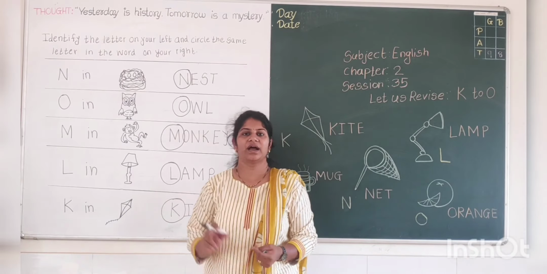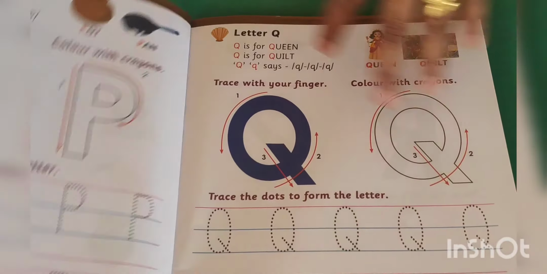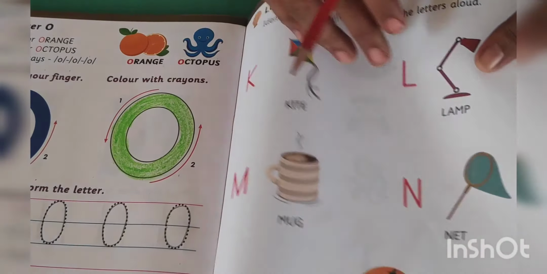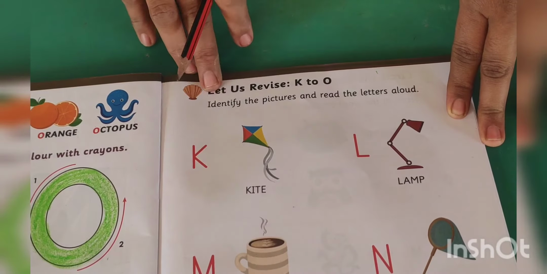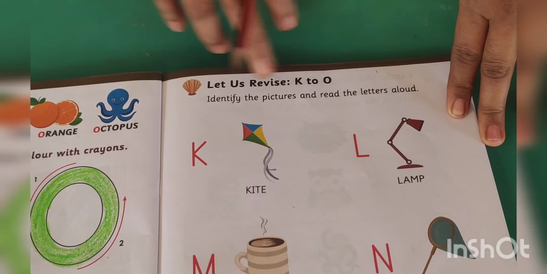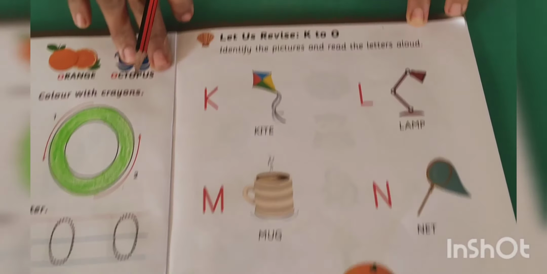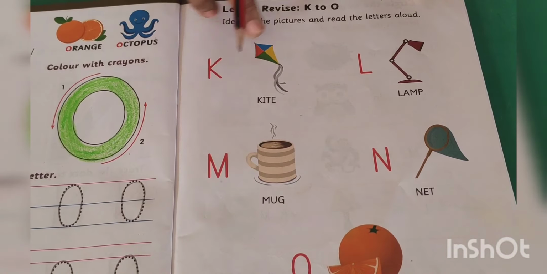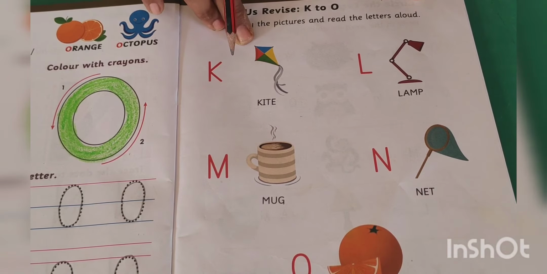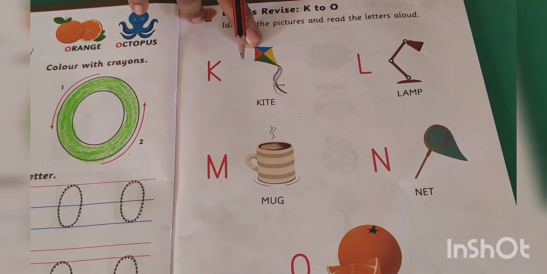Okay? Now I am going to show you the textbook. This is your English textbook. Open it. Page number 39. Let us revise K to O. Identify the pictures and read the letters aloud. Here you have to identify the pictures and read the letter aloud. Tell me, which picture is this? Yes, this is kite. And which letter is this? K. K says ka, K for kite.